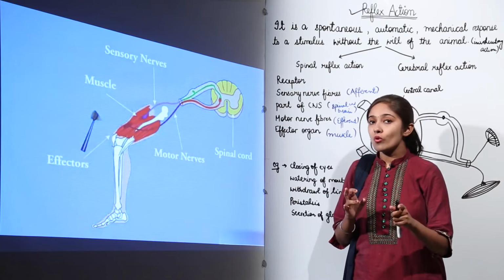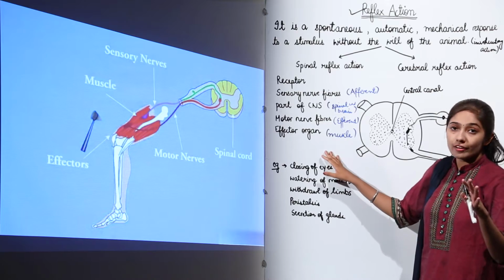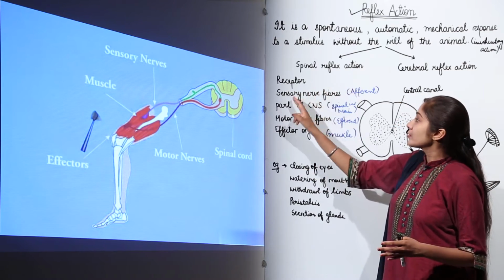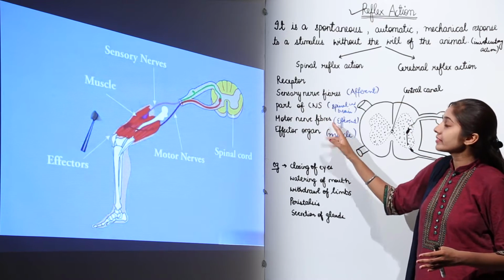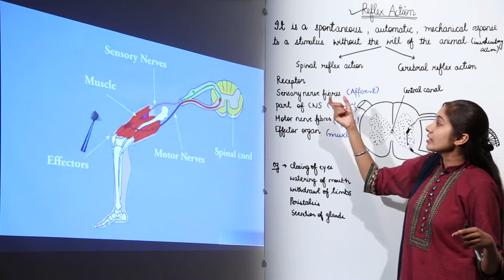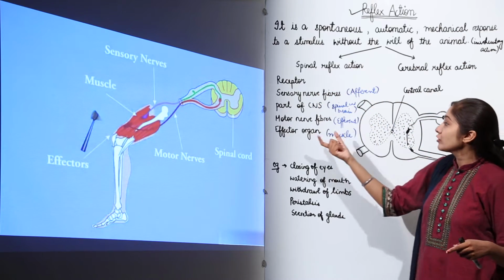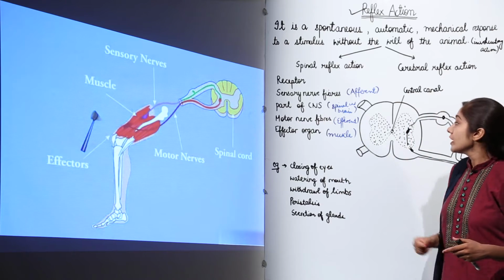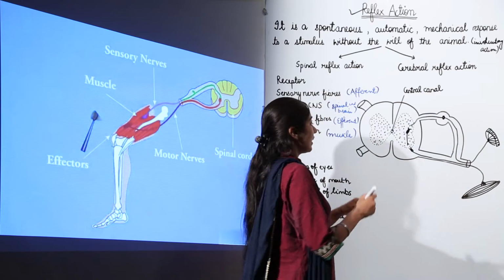So as you know, you have a fair idea that there are these 5 things needed for the reflex action to take place. That is the receptor, the sensory nerve fiber, part of the central nervous system, motor nerve fibers and effector organ. Remember, we call sensory nerve fibers afferent nerve fibers also, and we call motor nerve fibers efferent nerve fibers also. So as you can see in this image, look at this image very carefully.